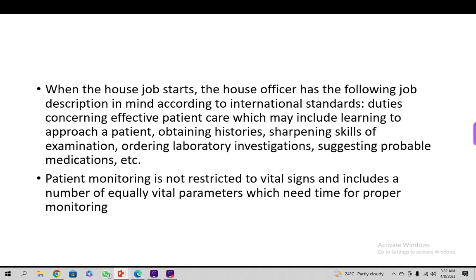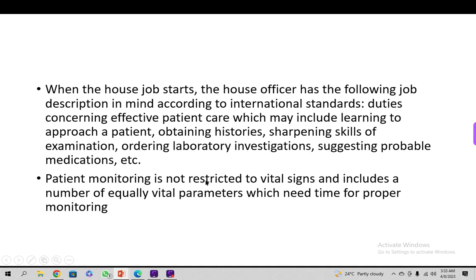Now, when the house job starts, the house officer has the following job description in mind according to the international standards. Duties concerning effective patient care, which may include learning to approach a patient, obtaining the histories, sharpening skills of the examination, and ordering lab investigation, suggesting probable medication, etc. Now, this is the international standard. Do you meet these standards? This is a question you have to answer.